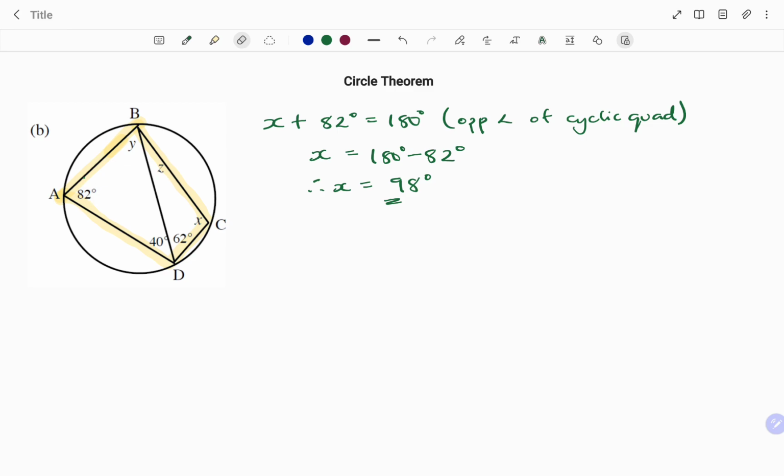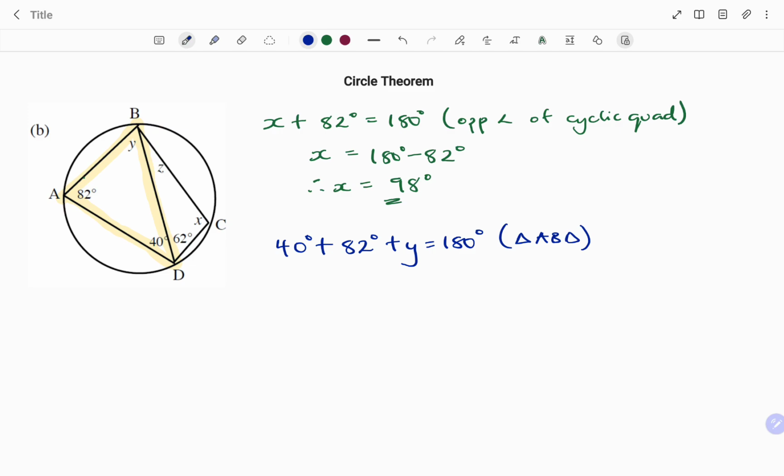The next step is to find the angle y. I'm going to clean off, okay? If you look at the triangle ABD as shown, we can apply the geometry of angle rule that states that the sum of angles in a triangle add up to 180 degrees. So therefore, to find y, I have 40 plus 82 degrees plus y is equal to 180 degrees. And that's because the sum of angles in a triangle ABD must always add up to 180.